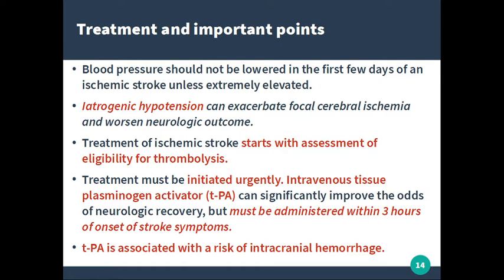Treatment of an ischemic stroke starts off with the assessment for eligibility of thrombolysis. So when the patient presents with a stroke, after we do the CT scan, we're going to state whether this patient is eligible or not for thrombolysis. Treatment must be initiated urgently, and intravenous tissue plasminogen activator, or TPA, can significantly improve the odds of a neurological recovery. It must be administered within 3 hours. TPA is associated with an increased risk of intracranial hemorrhage, and this should be kept in mind.